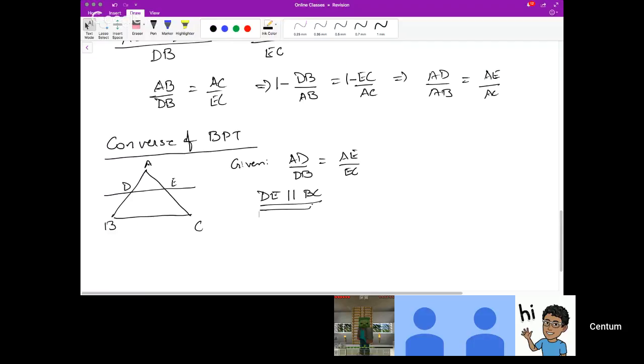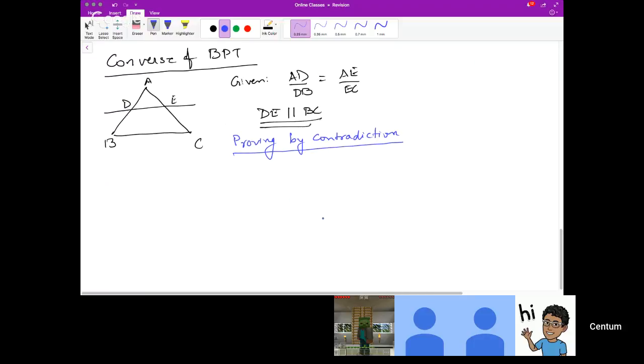And how did we prove that? We actually used the contradiction method. Now that we know BPT holds, we will say, let's assume that DE is not parallel to BC. So we prove by contradiction. And what is that method? We start with an assumption and eventually prove by mathematical operations that the assumption is not valid, and hence we say that since the assumption was not correct, it's not true.